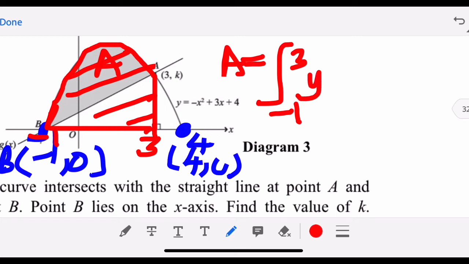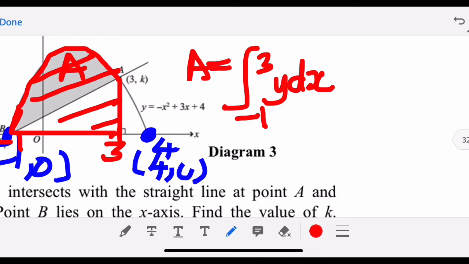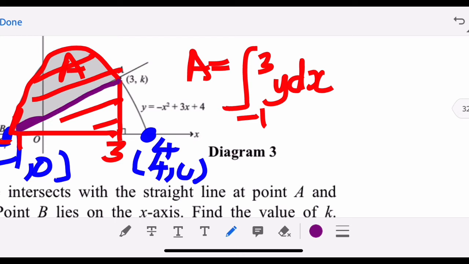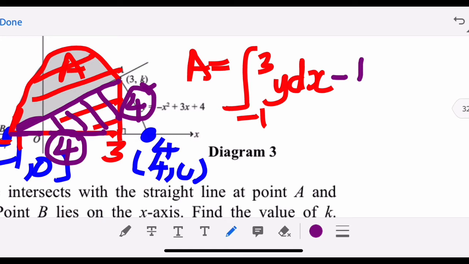You integrate y dx, and then you need to minus out the triangle, or you can do it in one shot. This is a triangle. This one was 4 just now, so the height is 4. But don't forget, this is -1 and this is 3, so the length is 1 plus 3, which is 4. So you minus out this triangle in purple color: 1/2 times 4 times 4. That's why you have to have -8, then you will get 1 mark.